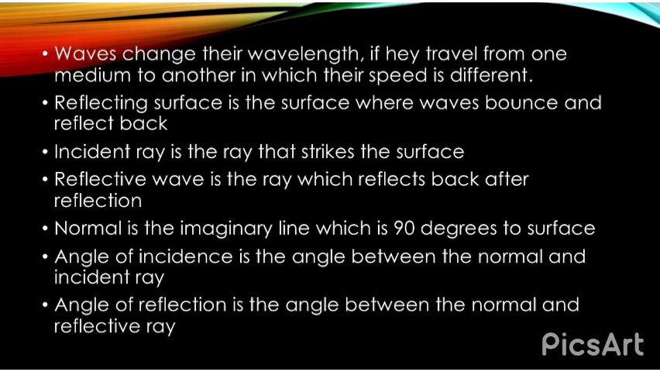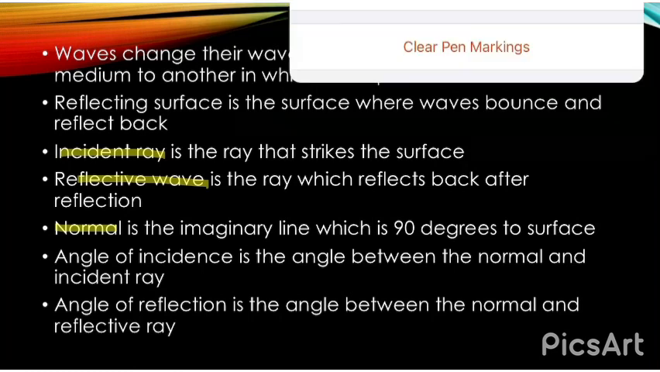Waves change their wavelength if they travel from one medium to another in which their speed is different. The reflecting surface is the surface where the waves bounce and reflect back. Incident ray is the ray which strikes the surface. Reflected ray is the ray which is reflecting back after the reflection process. Normal is the imaginary line which is 90 degrees to the surface, which means it is 90 degrees to the barrier, and the normal should be drawn with a dotted line, in this format.